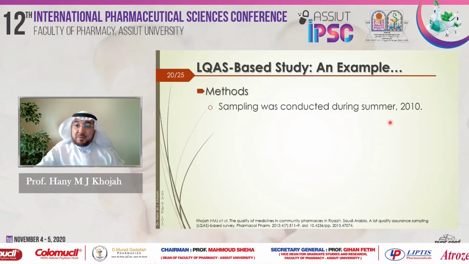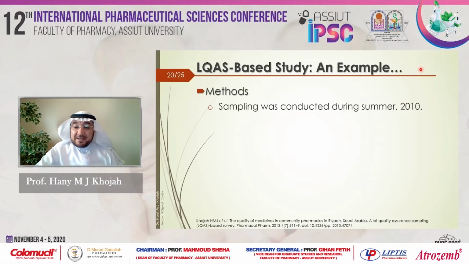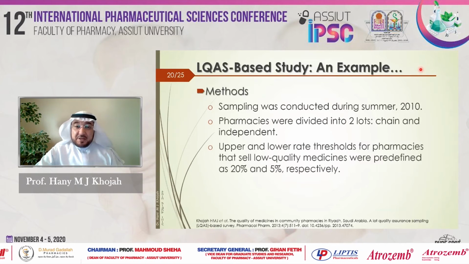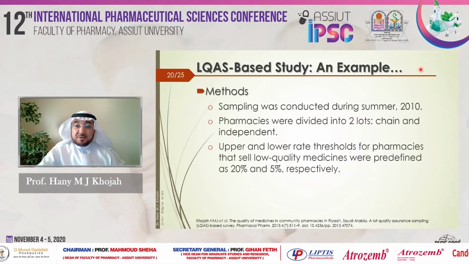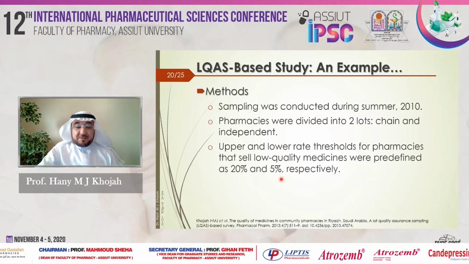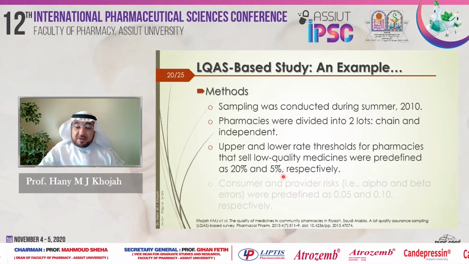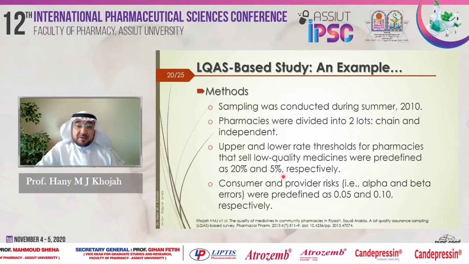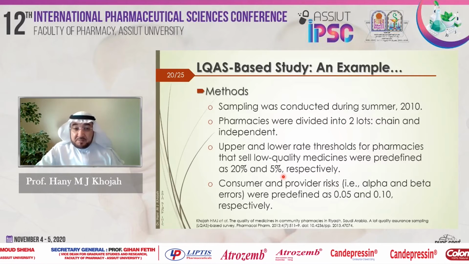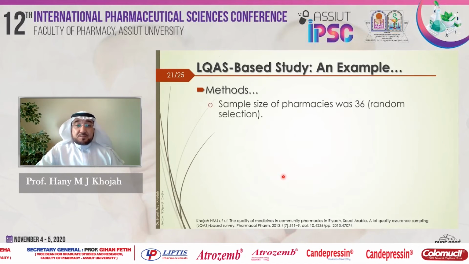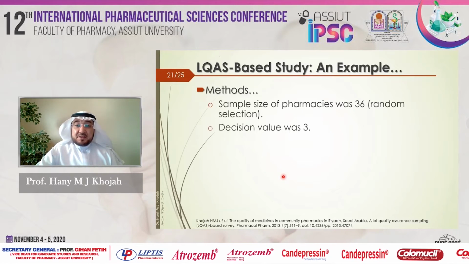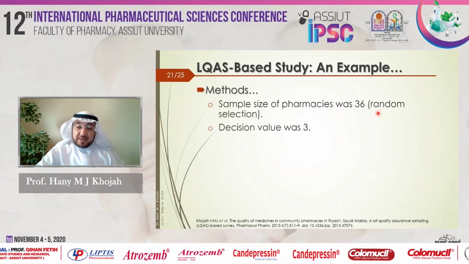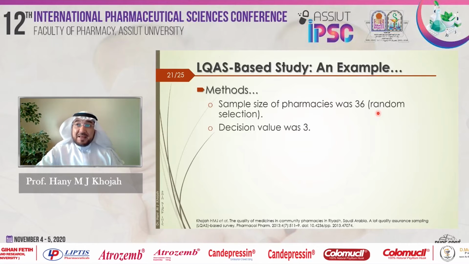The sampling was conducted during 2010. The pharmacies were divided into chain and independent. The upper and lower thresholds were set as 20% and 5%, as I mentioned in an earlier slide. The consumer and provider risks, or alpha and beta error, were again 5% and 10%. The sample size was 36, and the selection was truly random. I'm going to show you that later. The decision value was 3.